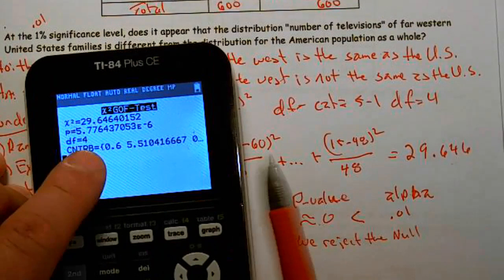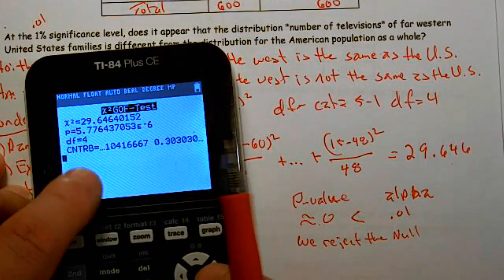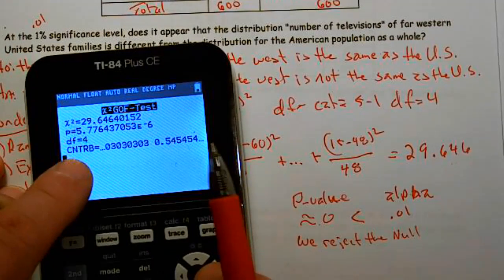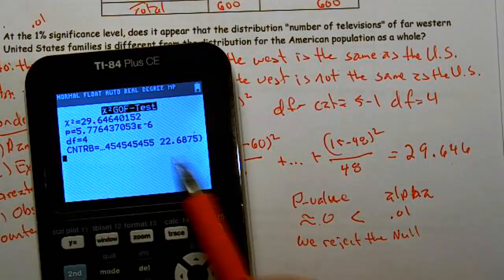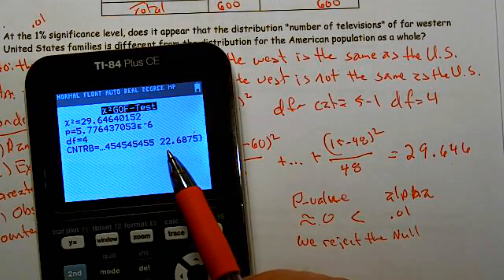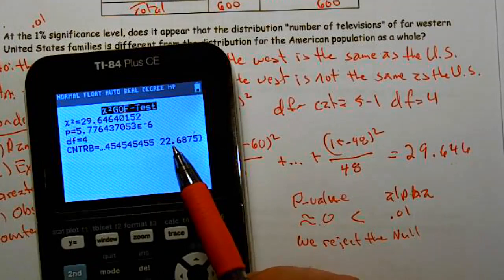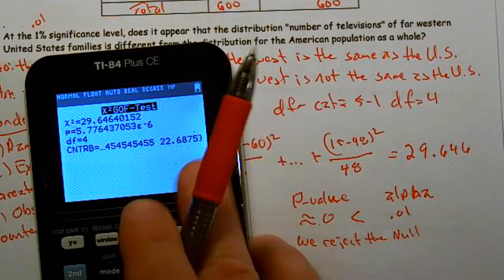And we have 0.6, 1.352, 0.303, 0.545, and then we have 22.688. So the 4 or more had the greatest contribution. This had the largest contribution. All right.